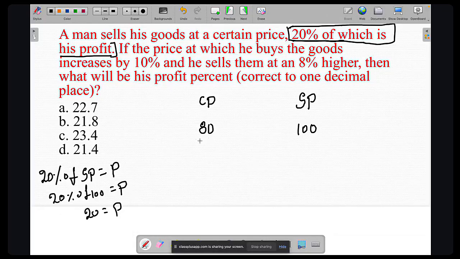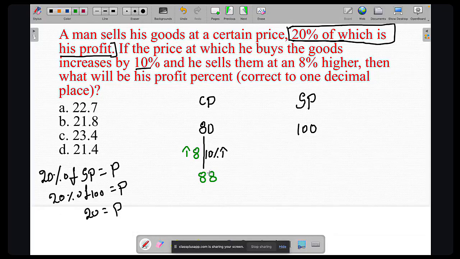If the price at which he buys the goods is increased by 10%, the cost price is 80. Now my price will be increased by 10%. If the cost price is increased by 10%, what is the cost price now? Tell me. 10% increased means 10% of 80, 8 rupees increased, which means now the cost price will be 88.